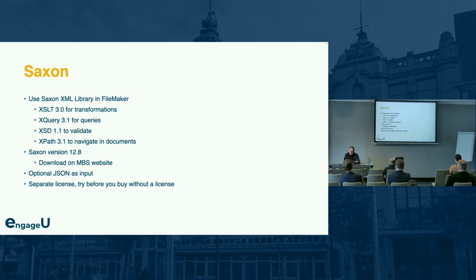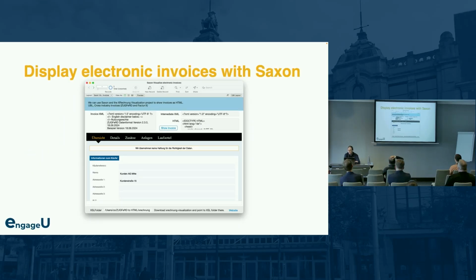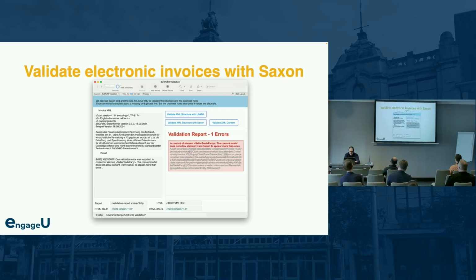And for example, we can use Saxon to work with electronic invoices in Germany or France, for ZUGFeRD or Factur-X. We have this example which transforms the invoice directly into HTML to display, so you have a quick preview of the invoice. And we have the validation thing, where we can first validate the invoice against the schema. And then we have a second transformation which validates it against the business rules.